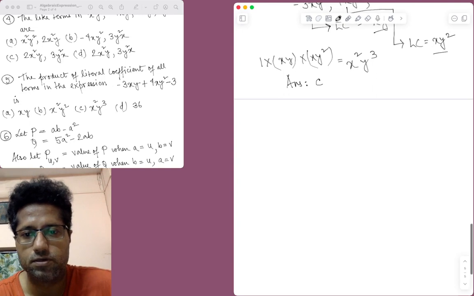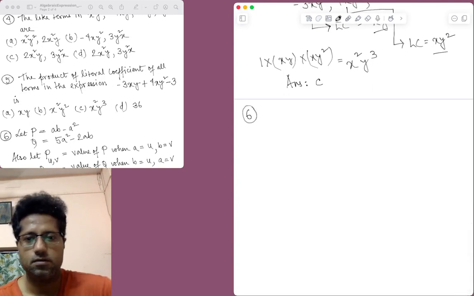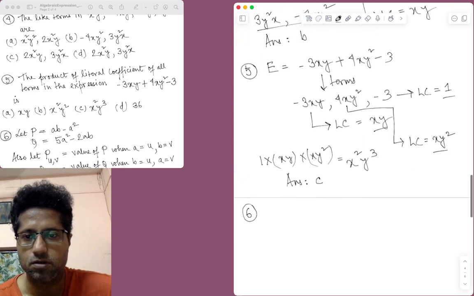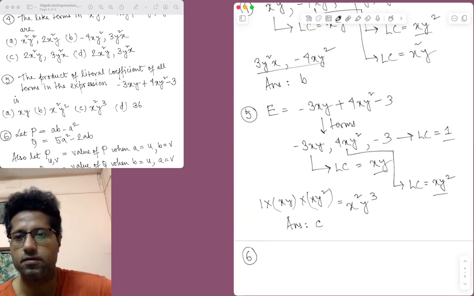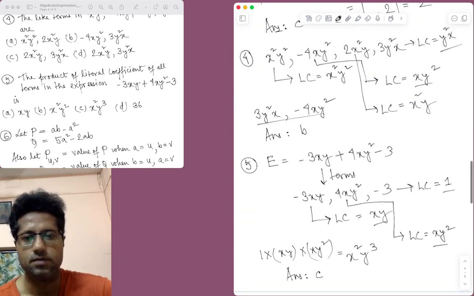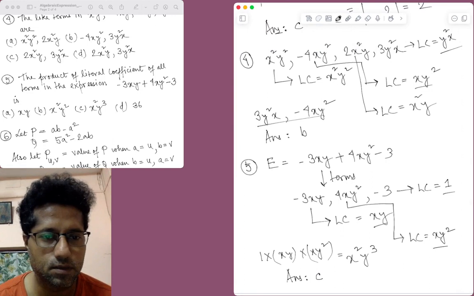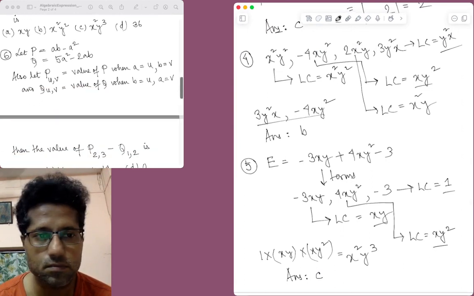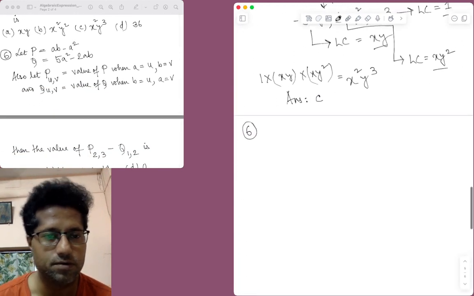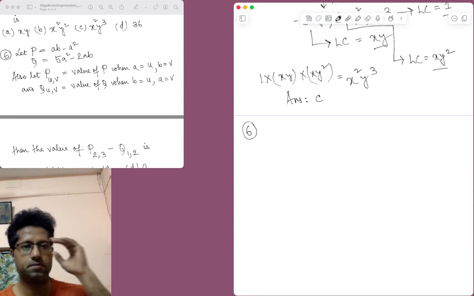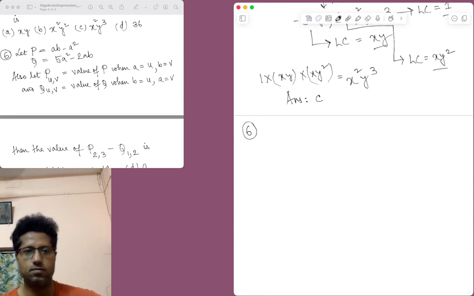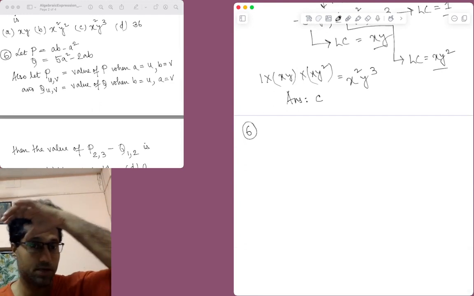Okay, let's do question number 6. This problem was based on the concept of literal coefficient of a term, and also how we find the terms of a given expression. Question number 6 says we are given two algebraic expressions, p equals ab minus a square and q equals 5a square minus 2ab.